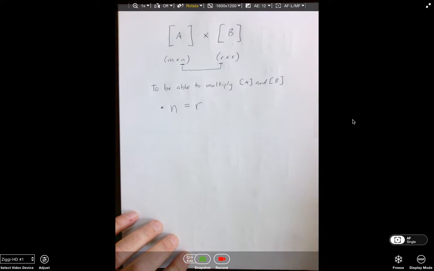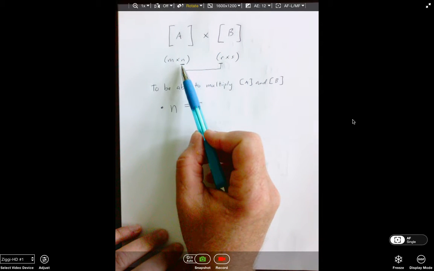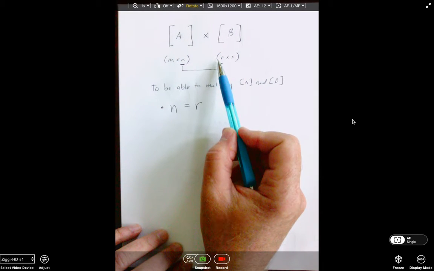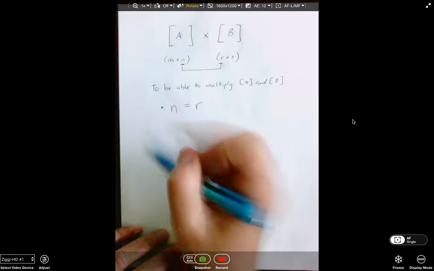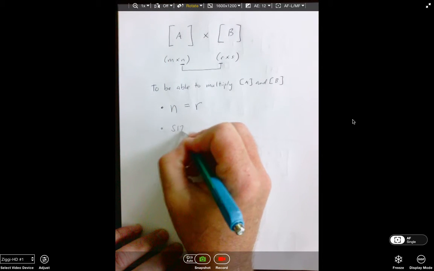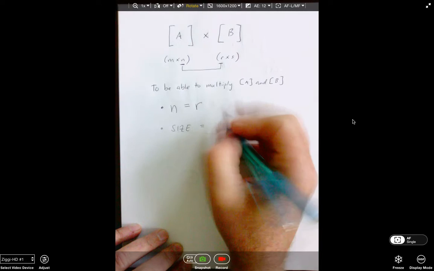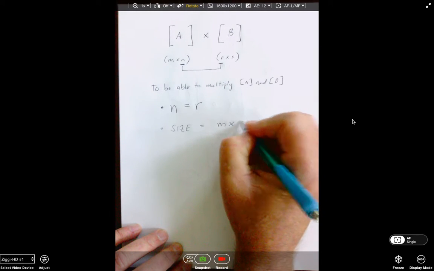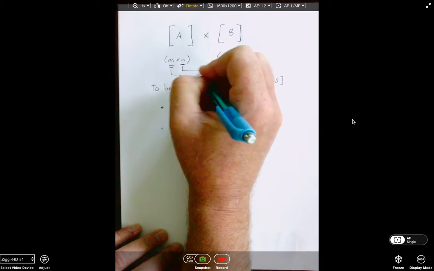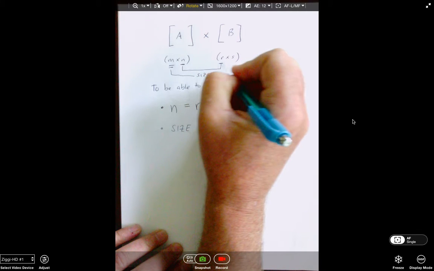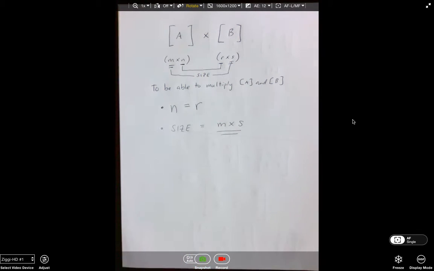It's kind of like adding matrices, where they have to be the same size. The A and B don't have to be the same size, but the number of columns has to equal the number of rows of the second matrix. The size of the result will be M by S. So these two numbers right here determine the size of the resulting matrix.